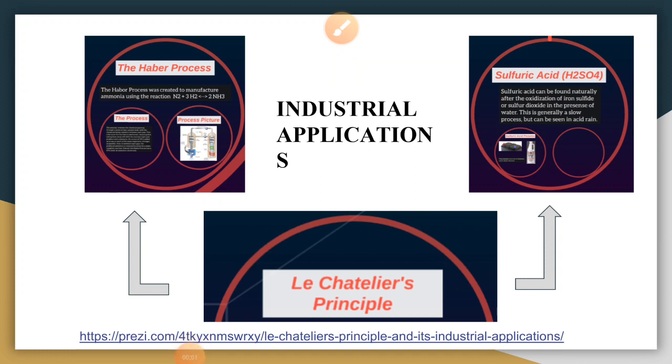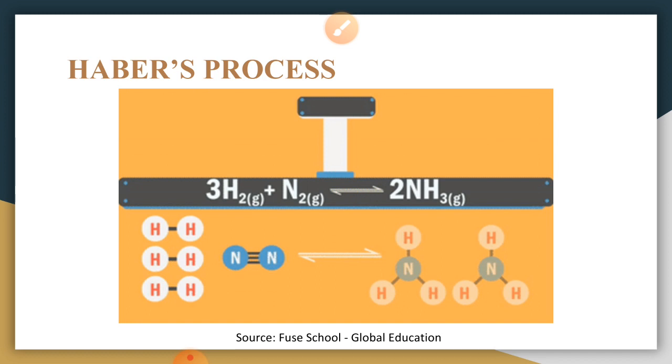So students, moving towards our next topic, that is the industrial applications of the Le Chatelier principle. We will take two examples. The first is the Haber process, in which ammonia is formed, and the second is the contact process, in which sulfuric acid is formed. Both these reactions involve reversible reactions, so we will apply the Le Chatelier principle on these reactions to increase the yield of the products.